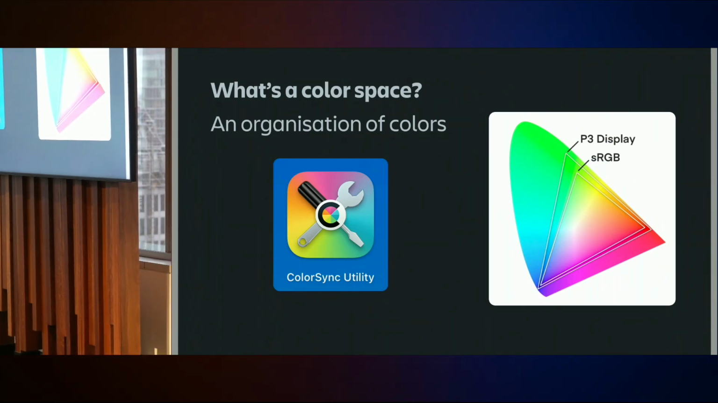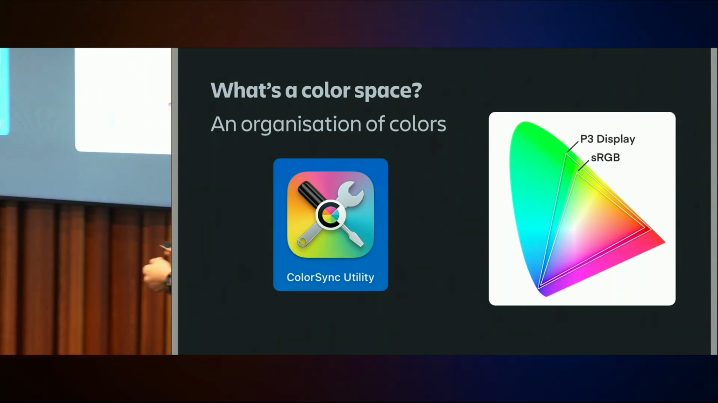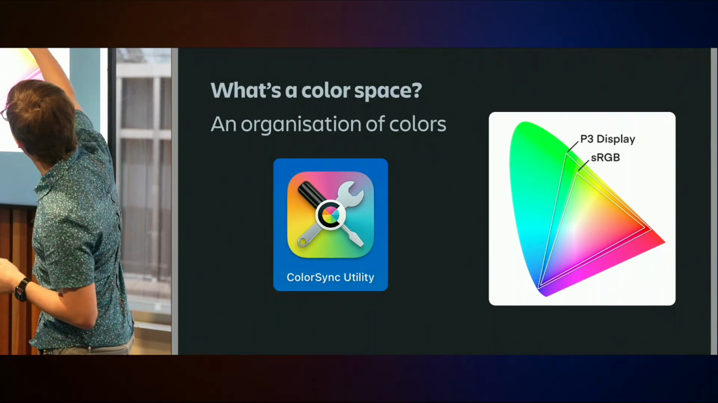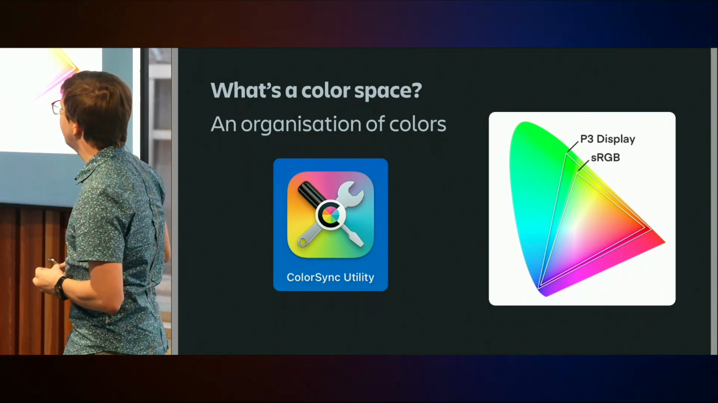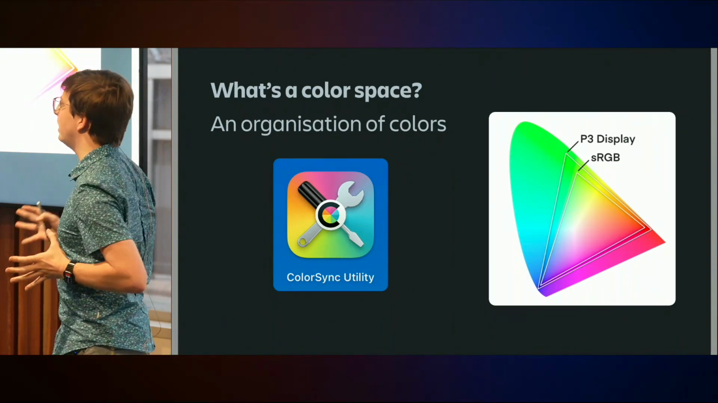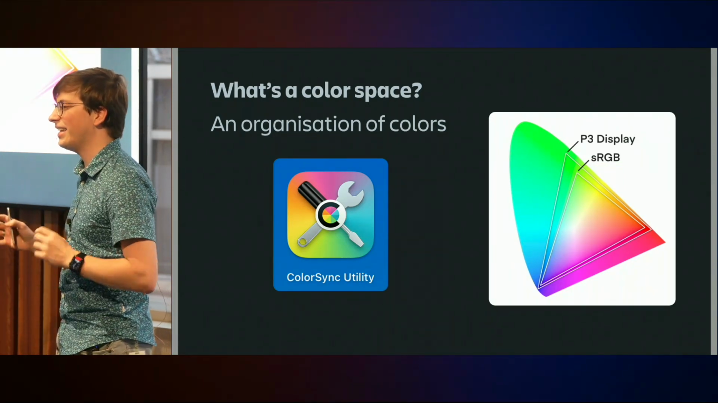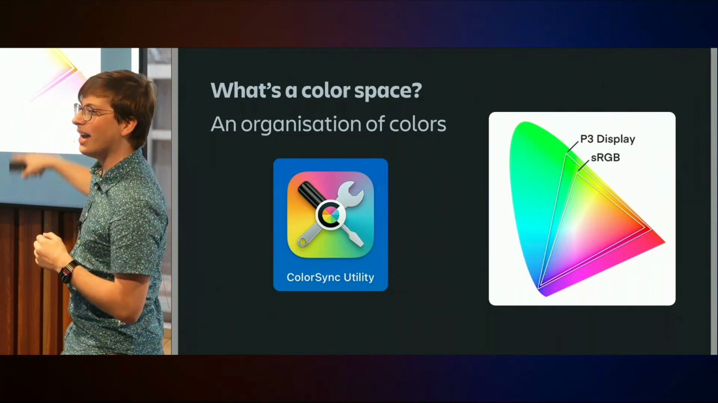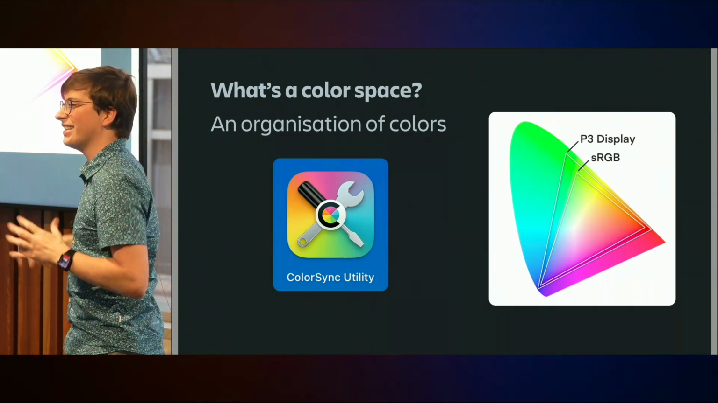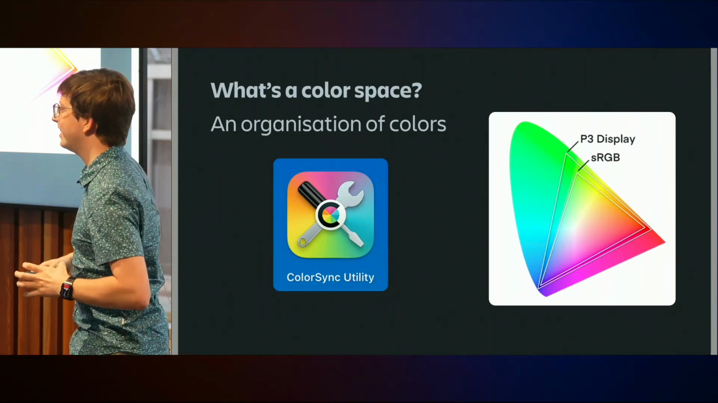And this is turned into different color spaces. There are two I've listed here, called a P3 display and sRGB, and I'll get into these. But a color space is effectively an organization of colors. It's taking these things we see with our eyes and turning them into some kind of grouping, some kind of selection. It's a subset of colors that exist.